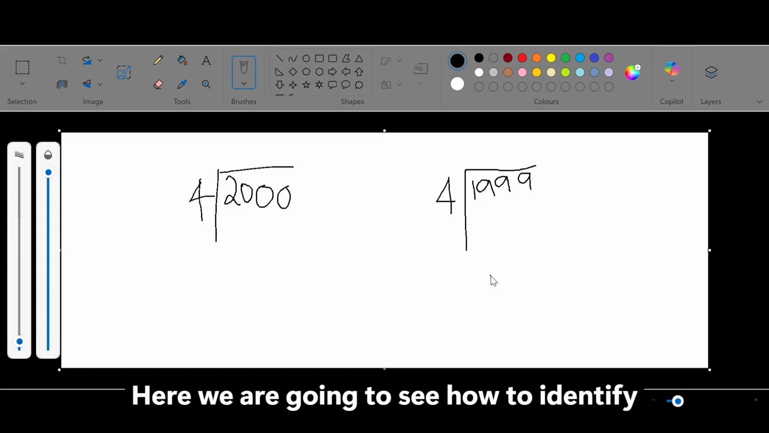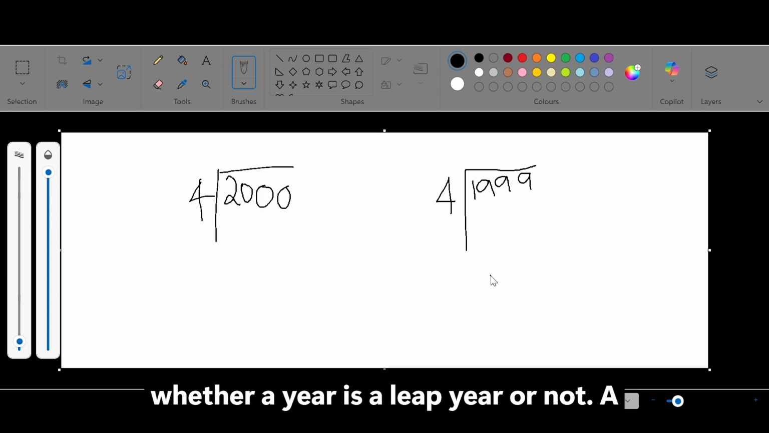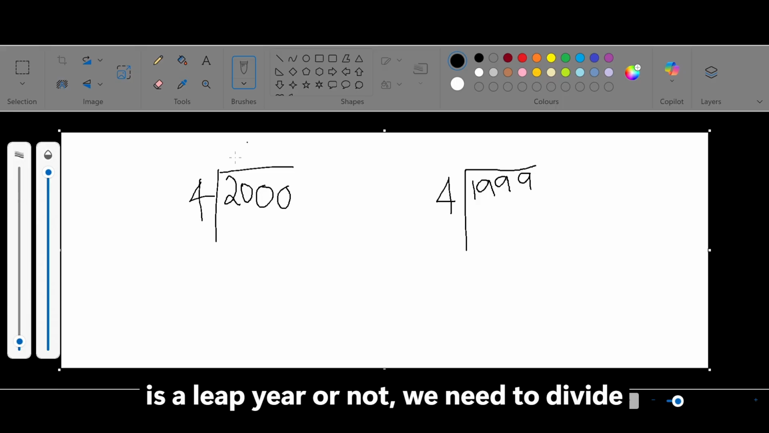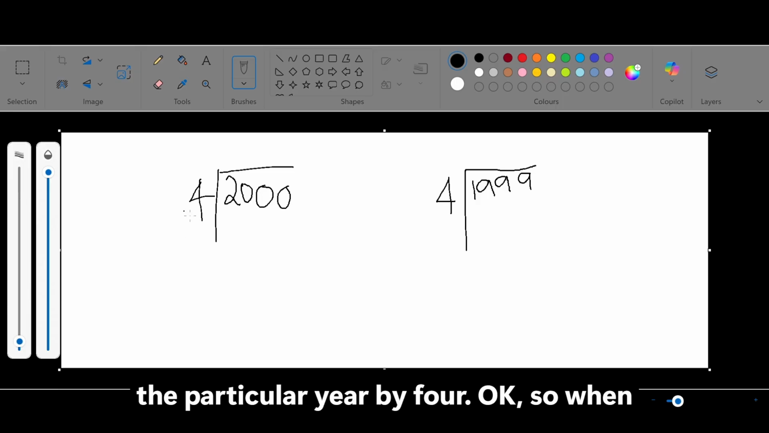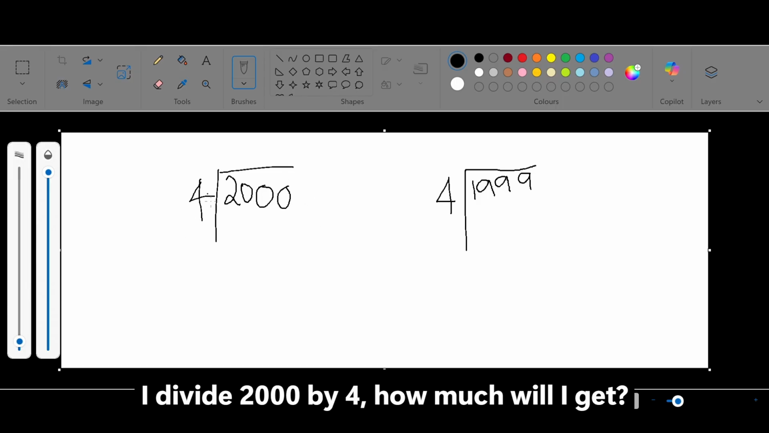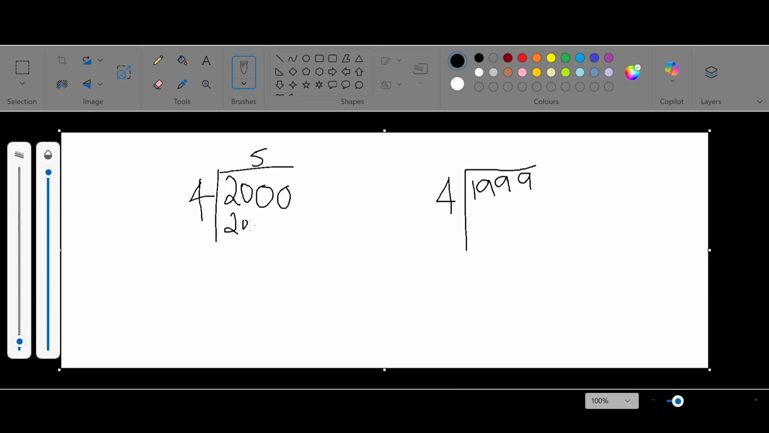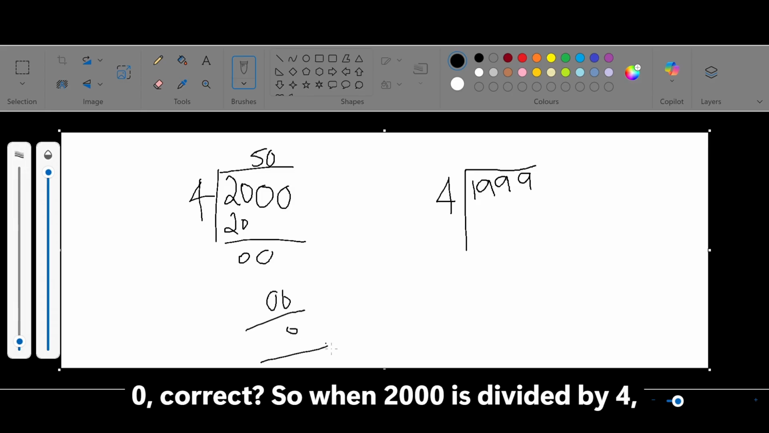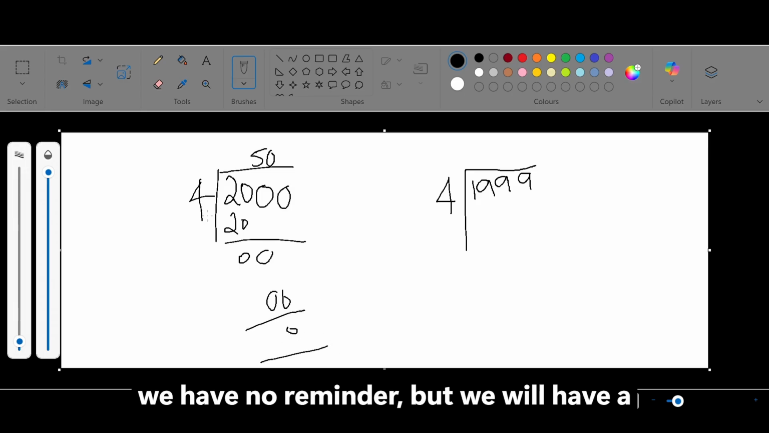Here we are going to see how to identify whether a year is a leap year or not a leap year. To identify it, we need to divide the particular year by 4. When I divide 2000 by 4, how much will I get? 5 times 20, so 0, 0. Again 0, 0, and 0. So the remainder here is 0, correct? So when 2000 is divided by 4, we have no remainder, but we will have a quotient.